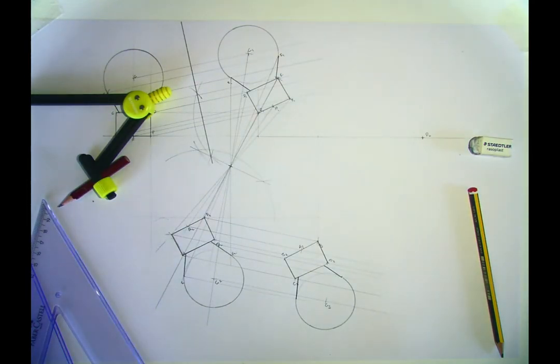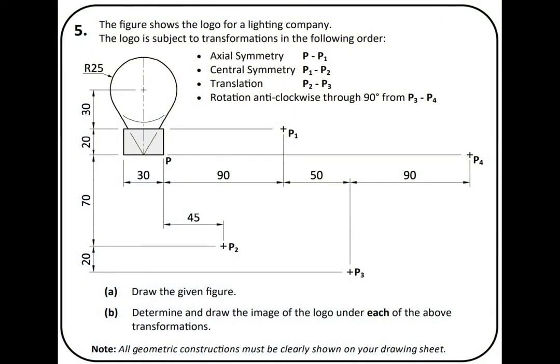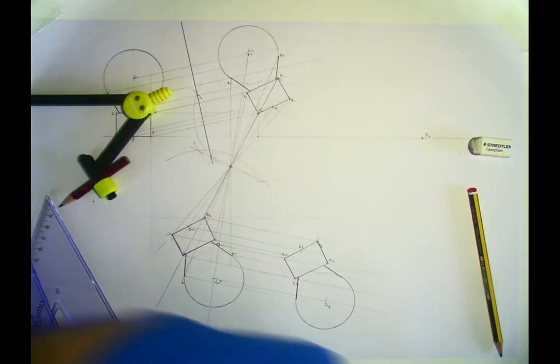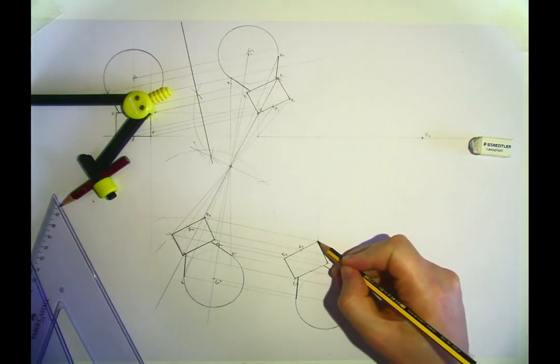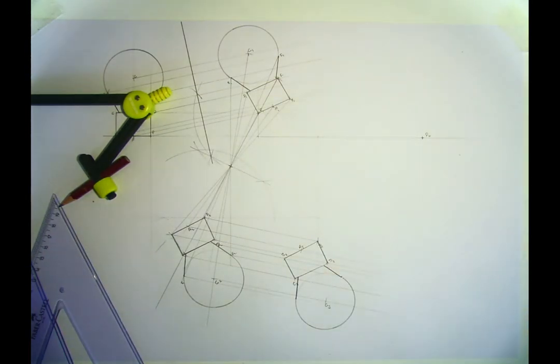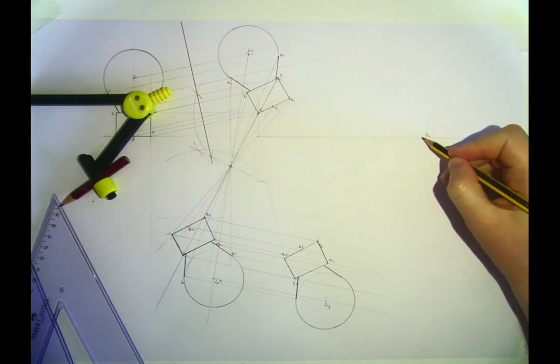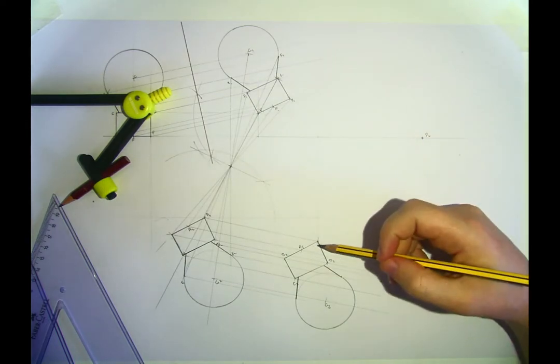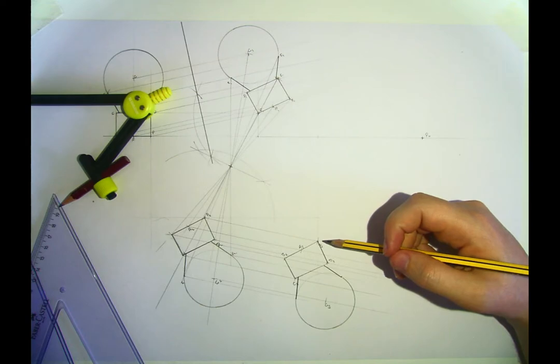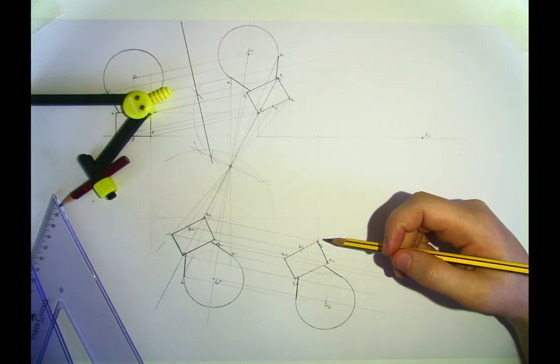Alright, so the final part of this then is the final transformation: rotation anti-clockwise through 90 degrees from P3 to P4. So we've got point P3 up here, P4 is this point, and we need to get them to go anti-clockwise, so 90 degrees anti-clockwise.